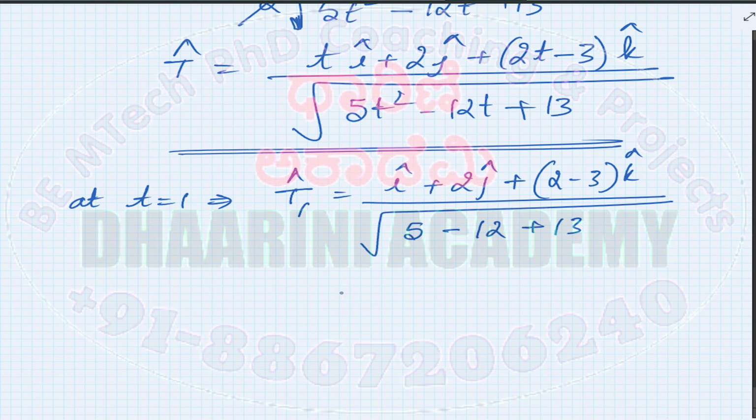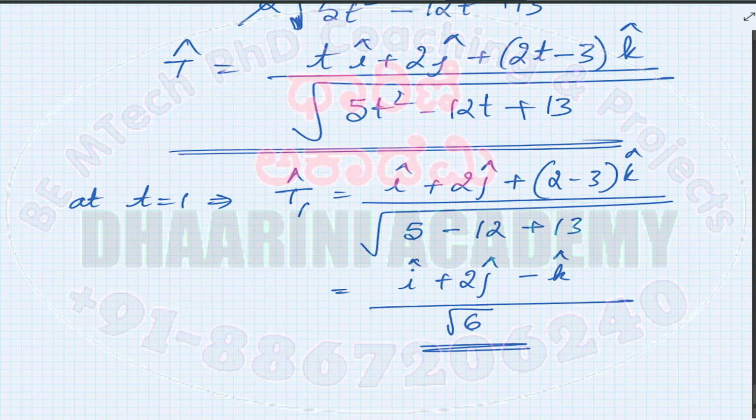Alright, so you can see that this is going to be i cap plus 2j cap minus k cap, 2 minus 3, whole divided by square root of 5 plus 13. So 13 minus 12 is 1. So this is root 6, the first vector.